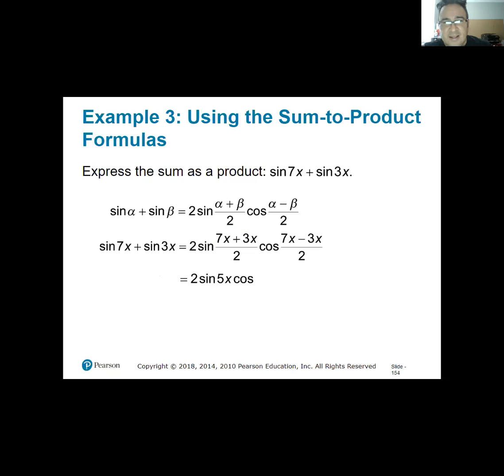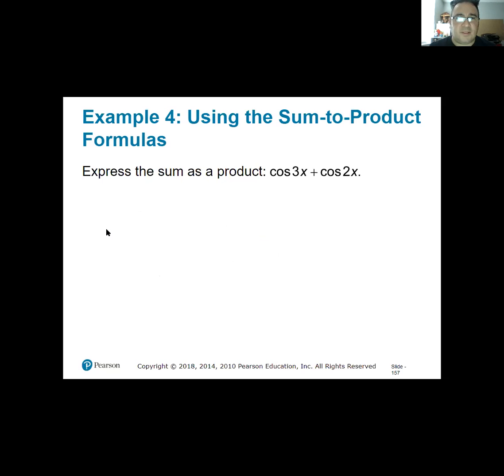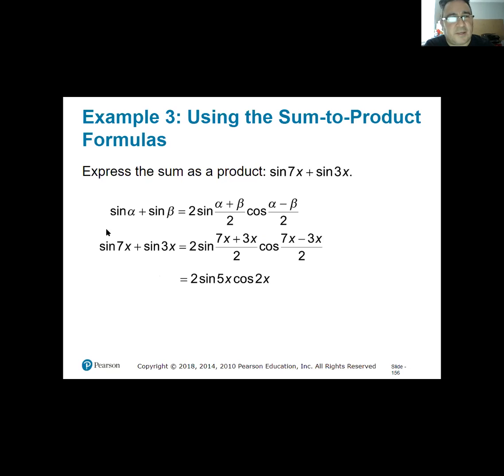And then the other one, let's go with Haley. It'd be 4x. I mean, no, 2x, because 7x minus 3x is 4x, and then divide by 2, 2x. There we go. Go ahead and get it down in case you didn't get it down.